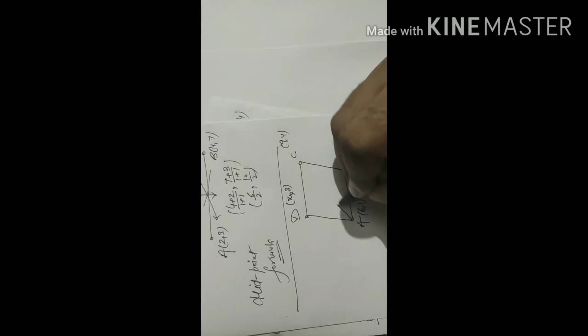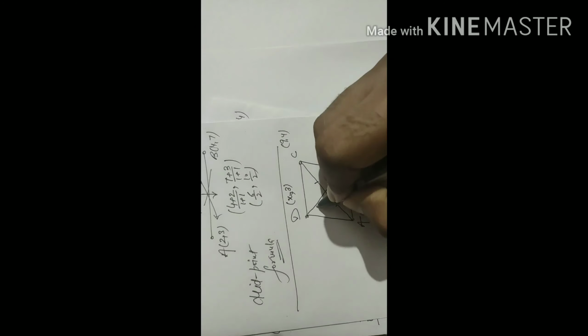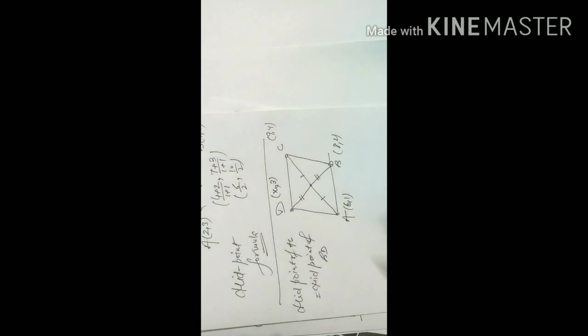As we know, in a parallelogram the diagonals are not equal, but they bisect each other. It means the midpoint of AC is the same as the midpoint of BD. That's why we have to discuss the midpoint formula here. So by applying the midpoint formula for AC, it becomes (6 + 9) by 2, (1 + 4) divided by 2, which is the same as (x + 8) by 2 and (3 + 2) by 2.